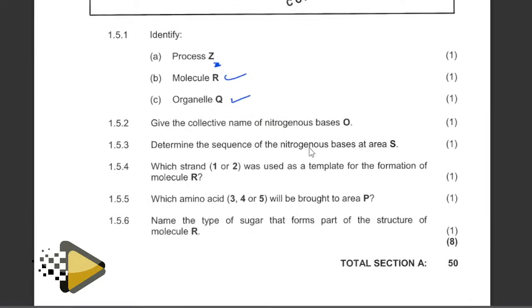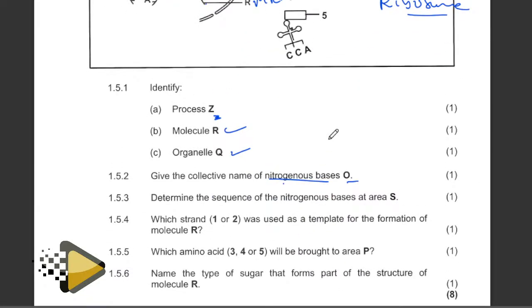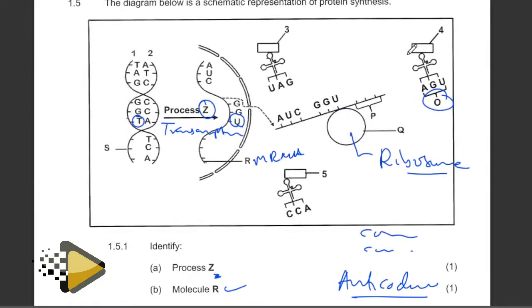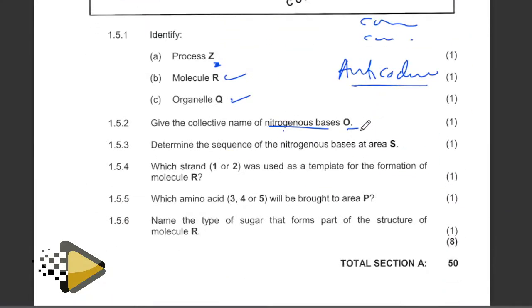Give the collective name for nitrogenous base O. This is O. O is going to be anticodon. Remember, we said codes for DNA, codons for messenger RNA, anticodon for transfer RNA. And I told you how to identify that this is a transfer RNA. You just write a T for transfer RNA. When you see it's a T, it's a transfer RNA. So the codes found there, we call them anticodons.